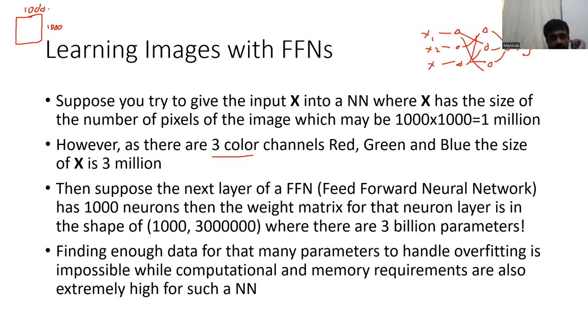Suppose the image has a 1000 by 1000 size in pixels, and there are three channels: red channel, blue channel, and green channel. Now what is the size? For each image, the number of pixels is 1 million, which is 1000 by 1000. This is the number of values in one channel. Now there are three channels, namely red, green, and blue. So now there are 3 million values.